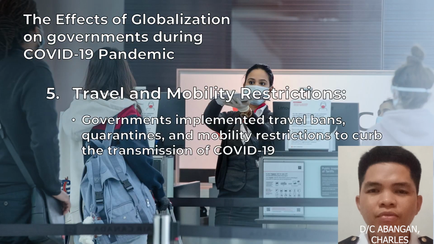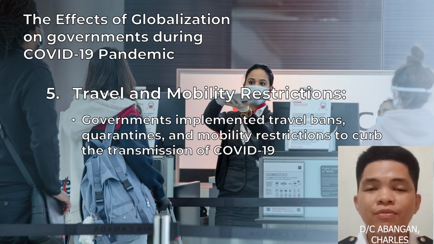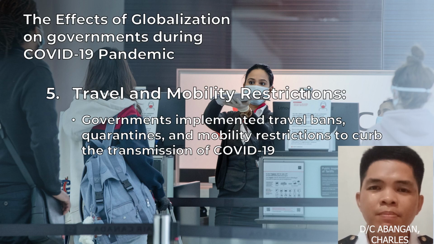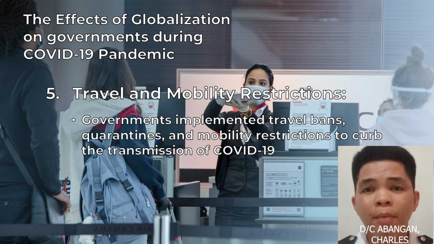5. Travel and mobility restrictions. Globalization's emphasis on international travel facilitated the rapid spread of the virus. Governments implemented travel bans, quarantines, and mobility restrictions to curb the transmission of COVID-19, impacting tourism, international business, and migrant labor.